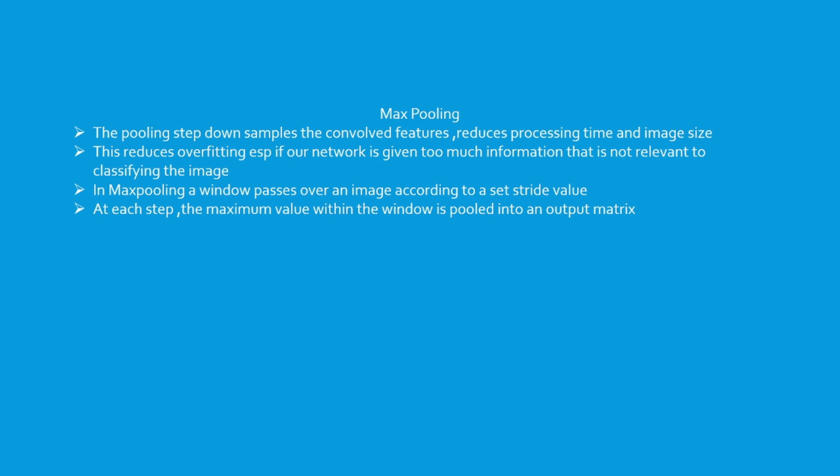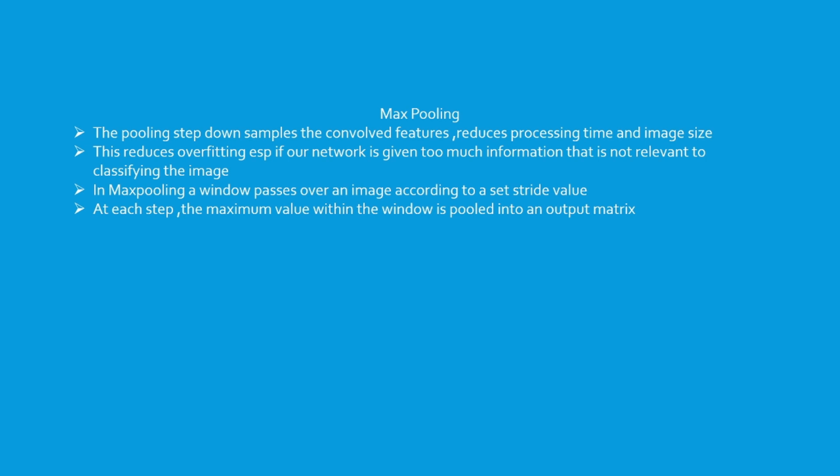Guys, remember that when you are dealing with images, images are highly dimensional. That means that we want to reduce the weights of our neural network. Otherwise, our neural network will get very, very big, right? So the pooling step downsamples the convolved images. This reduces processing time and image size. This reduces overfitting if our network is given too much information that is not relevant to classifying the image.